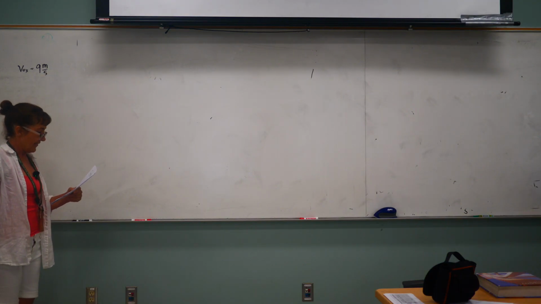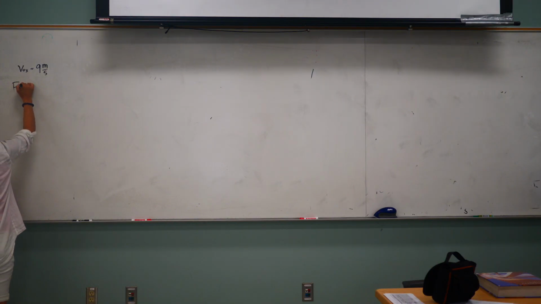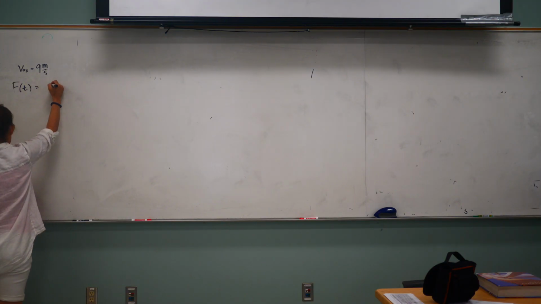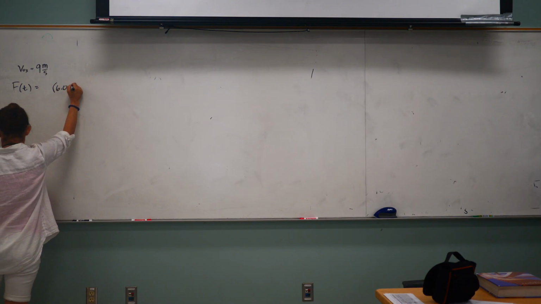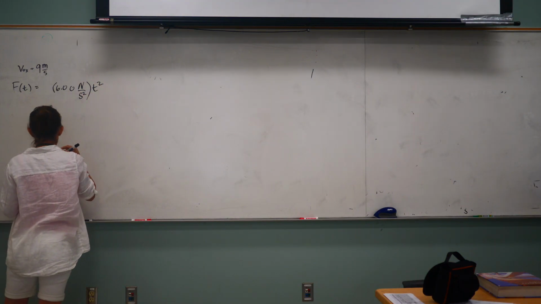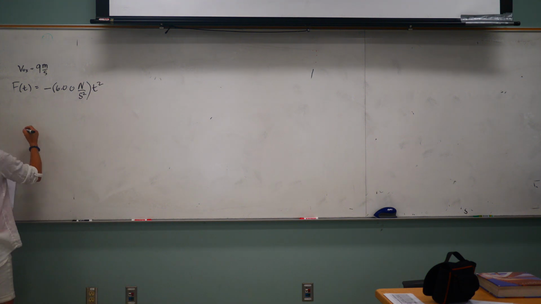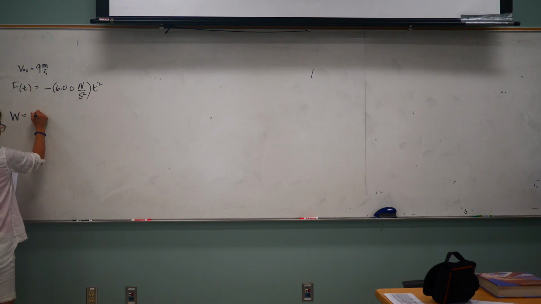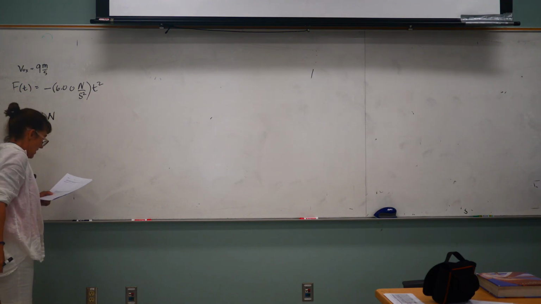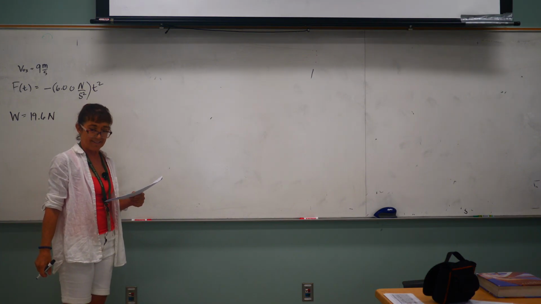The surface is flat and there is no friction. At t equals 0, a force F of t equals 6.00 newtons per second squared times t squared is applied to the box in the negative direction. So we'll just put that there. The box weighs 19.6 newtons. Weight equals 19.6 newtons. How far does the box move from its position at t equals 0 before coming to rest? Okay.